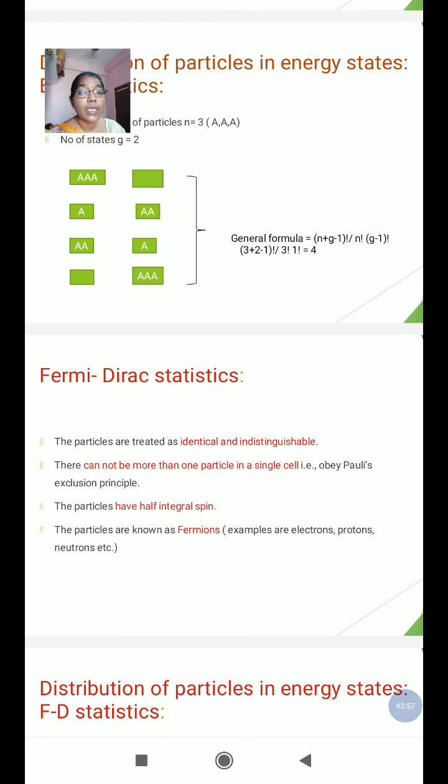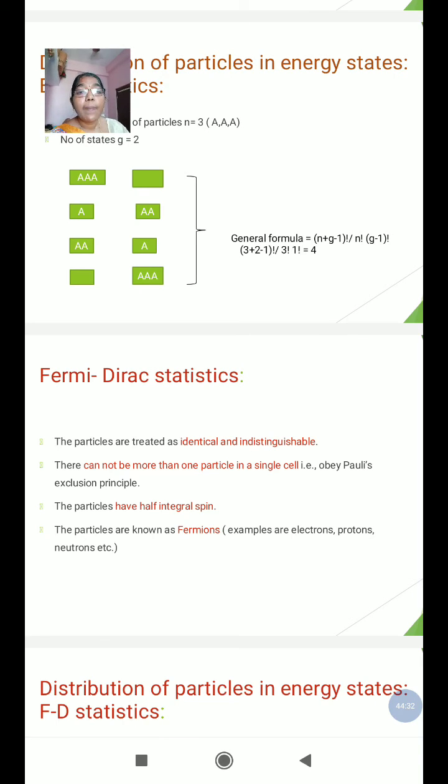Two or more particles cannot be occupied in a single cell. That is Fermi-Dirac statistics. Fermions obey Pauli's exclusion principle. What is Pauli's exclusion principle? No two particles have the same quantum numbers. Means according to Pauli's exclusion principle, these fermions can occupy only one single cell. No two fermions in one single cell is possible.